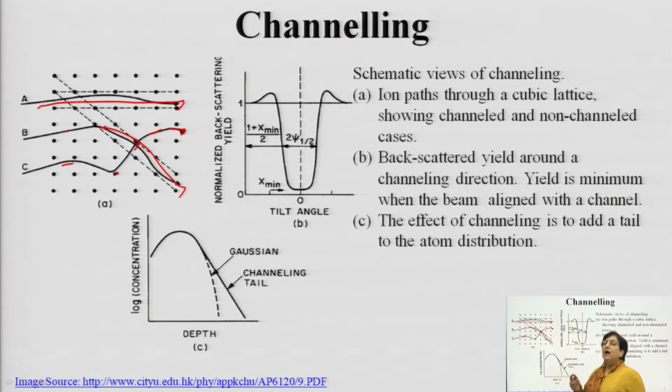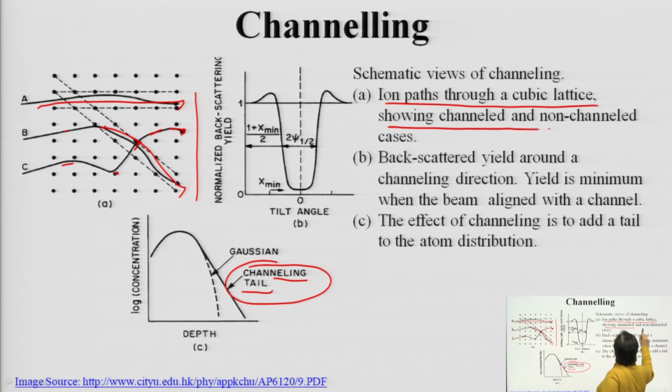So, basically how the collisions are happening, how the crystal structure is, whether it is going to get channeled through the space available within the crystal structure, the implantation profile will get altered. When the channeling is happening because of these multiple collisions or recoils, as we call them, the overall Gaussian profile will automatically develop a channeling tail. The impact being created is known as a channeling tail. These are the three typical examples, through a cubic lattice, showing channeled and non-channeled cases.